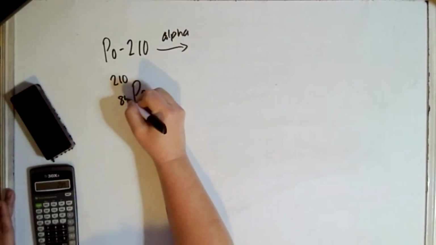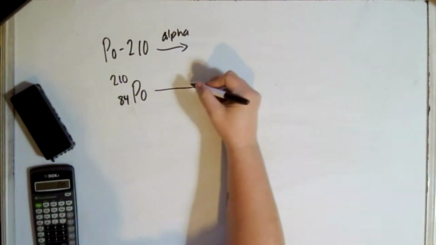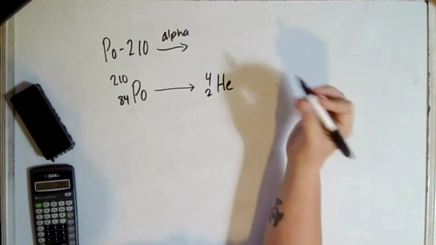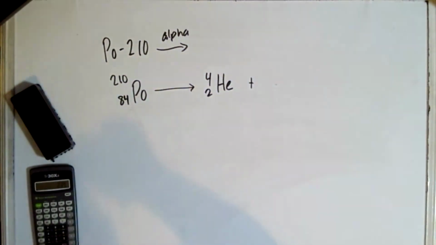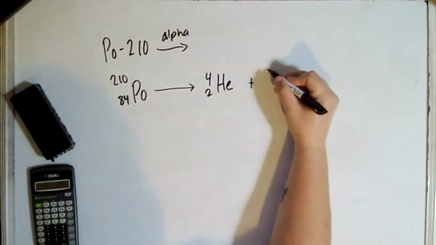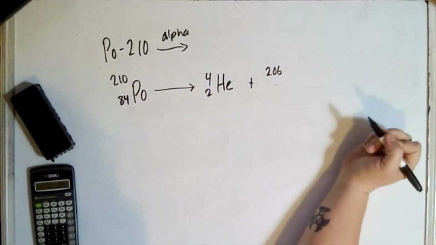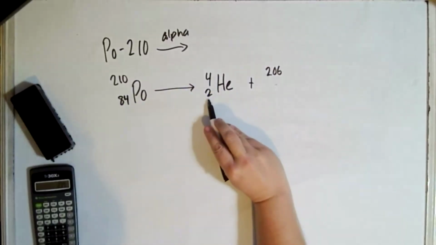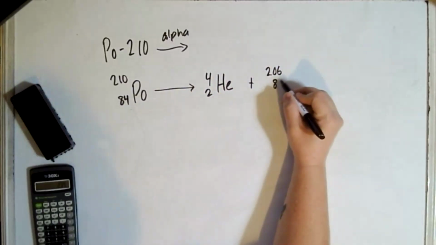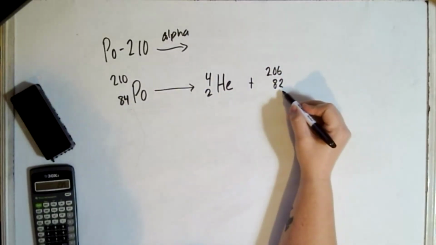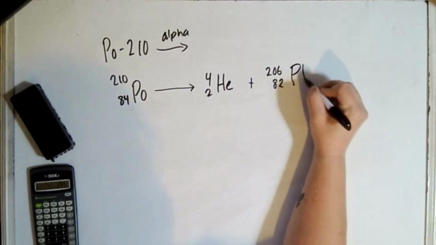Atomic number 84 for that one. We know that it's going to have alpha decay. And so we're going to look at the 210. We're going to subtract 4 from it, and we'll have 206 left. We have 84. We'll subtract 2 from it, and we have 82 left. And we look up the element number 82, and that's going to be Pb, which is lead.